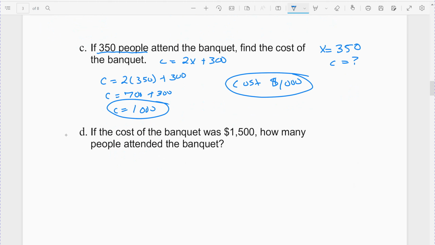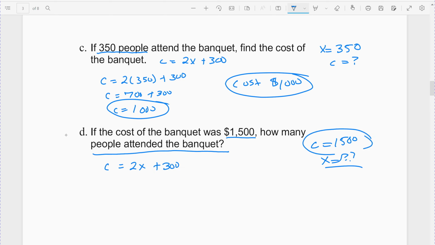All right, the last part of this example. Suppose we know the final answer. We know it cost somebody $1,500 to rent the banquet hall. If that was the case, how many people were in attendance? So this time we were given cost. We want to find the x value. We're going to use the same equation. Cost is still 2x plus 300, but this time we're plugging in the c part. So 1,500 goes in for cost. 2 times x, we don't know x, so we leave x, plus 300.